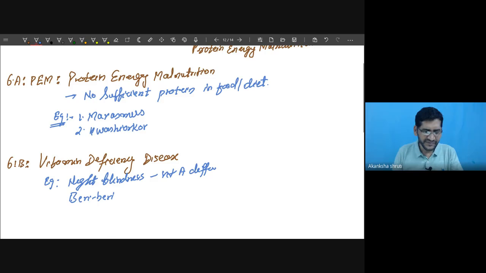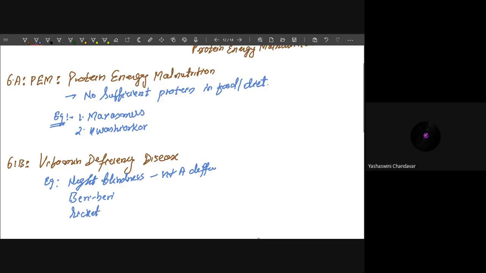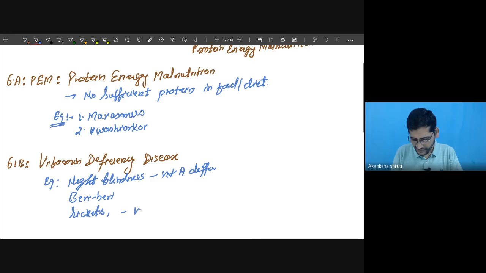The other is rickets, where the bones get affected. Vitamin D. Yes, vitamin D. Very good. This beriberi is because of the vitamin A getting? Scurvy, vitamin C, pellagra, many more are there.